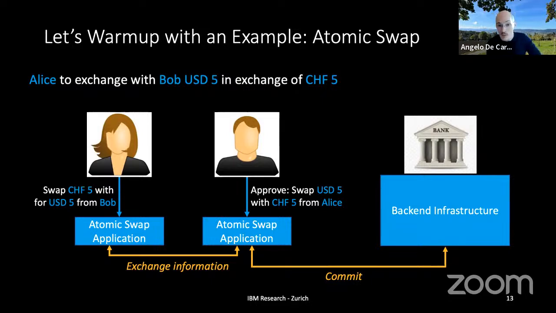So we have Alice and Bob. They want to perform an atomic exchange. Alice wants to exchange 5 USD with Bob. Actually, Bob wants 5 Swiss francs in exchange. So what Alice and Bob will do is start talking to each other and assemble the token request by filling all the sections of the token request that I showed you before.